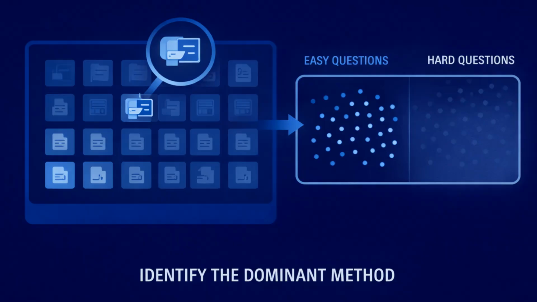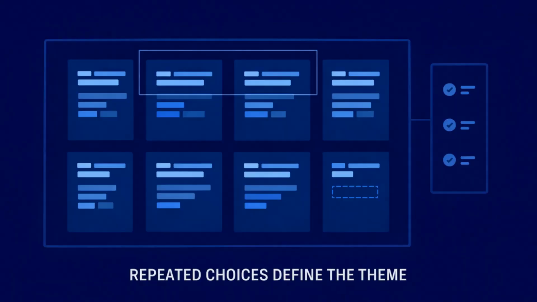Before you write this paragraph, there is one decision you need to be able to make. You need to be able to look across a group of studies and identify the method choice that most strongly explains why the field can answer some questions easily and struggles to answer others. You are not looking for every method detail. You are looking for the repeated choice that defines the boundaries of knowledge in this area.